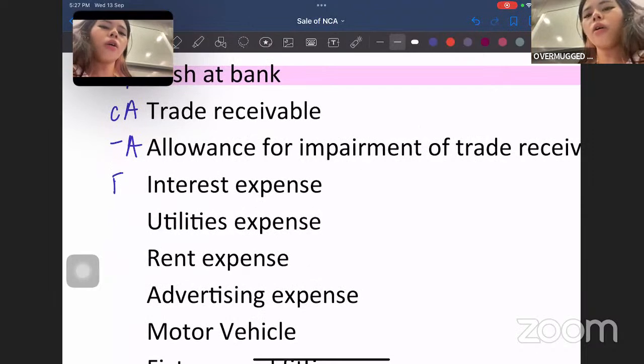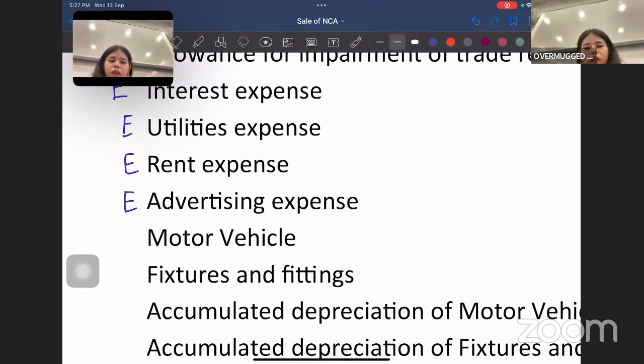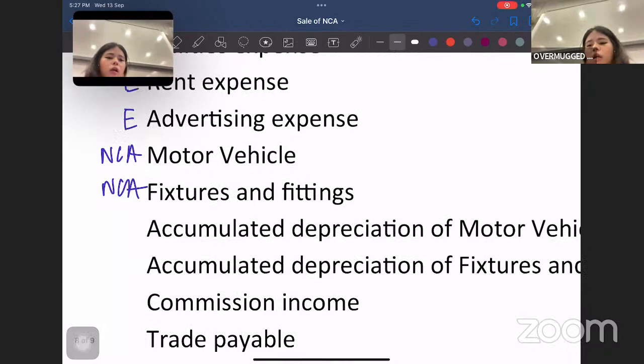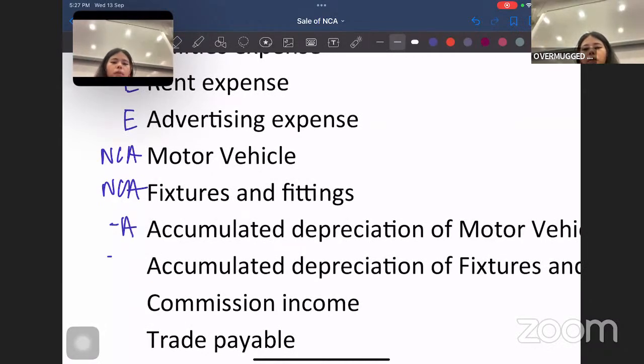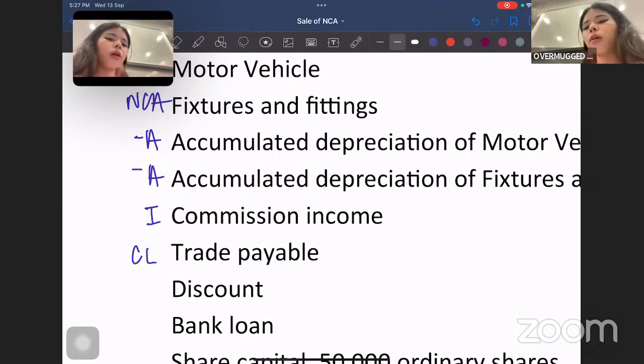Then all these are under your expenses. All expenses. Motor vehicle, F&F, machinery, equipment, all these you should know that it is a non-current asset, right? Accumulated depreciation, contra asset as well. Okay, then this one straightforward, income, trade payable, CL.